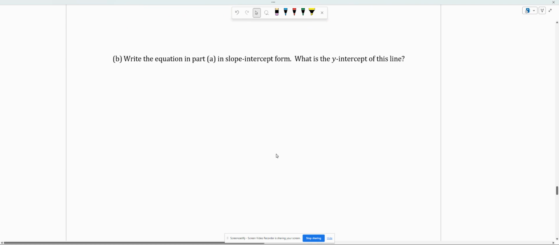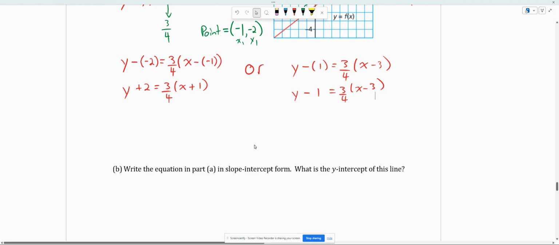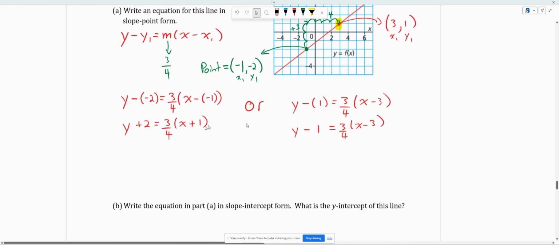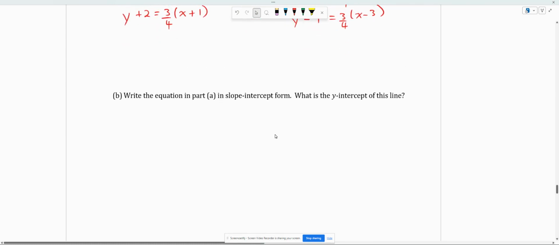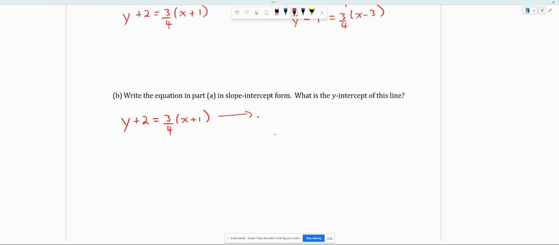One more question here. Let's write the equation in part A in slope-intercept form, and what is the y-intercept of this line? So this is going to be a common question where we convert from one form to the other. It doesn't matter which one we use here. I'm going to use the one on the left. So let's start with our equation: y plus 2 is equal to 3 over 4 times x plus 1. Now, remember, our goal eventually is to make it look like y equals mx plus b, some constant b. So we definitely got to solve this for y.